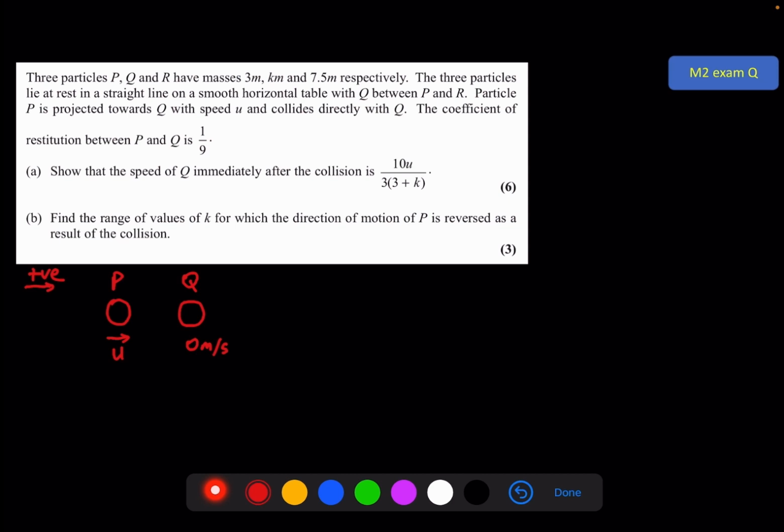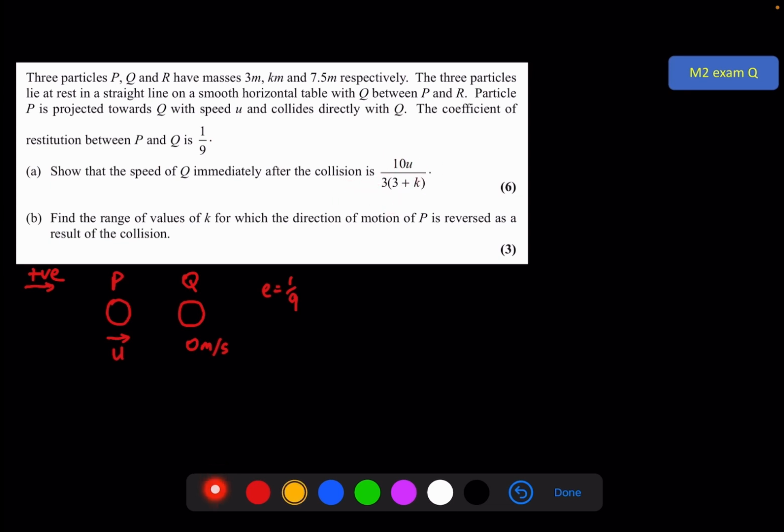The coefficient of restitution between P and Q is 1/9. Now take notice that this is between P and Q. Between Q and R, when Q later collides with R, the coefficient of restitution could be something completely different, because it's specific to the pair of particles. Part A, show that the speed of Q immediately after the collision is this.